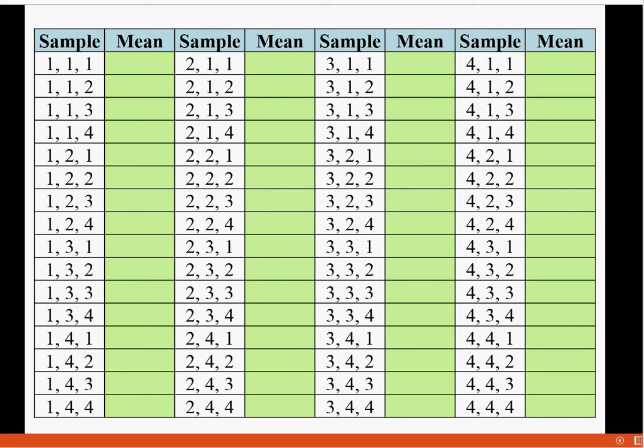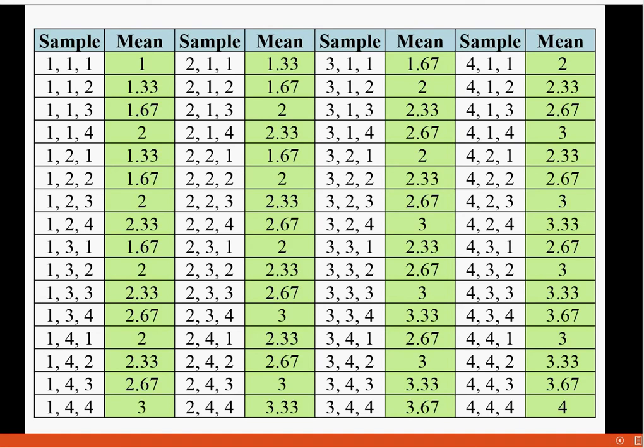The question is now you need to calculate the sample means. For 111, 1 plus 1 plus 1 is 3, divided by 3, and that gives you sample mean 1. That's easy. For the second sample, 1 plus 1 plus 2 is 4, 4 divided by 3 is 1.33. So the sample mean for the second sample is 1.33. For the third sample, 1 plus 1 plus 3 is 5, 5 divided by 3, sample mean 1.67. You just do this for all samples, so you calculate all the sample means, and you obtain the 64 sample means.